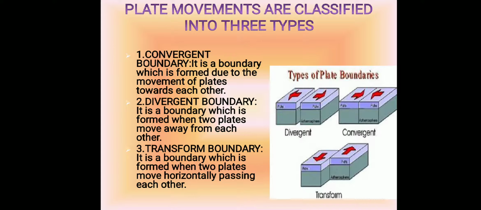In a convergent boundary, the 2 plates move towards each other. In a divergent boundary, 2 plates move away from each other, and in a transform boundary, 2 plates move horizontally passing each other.